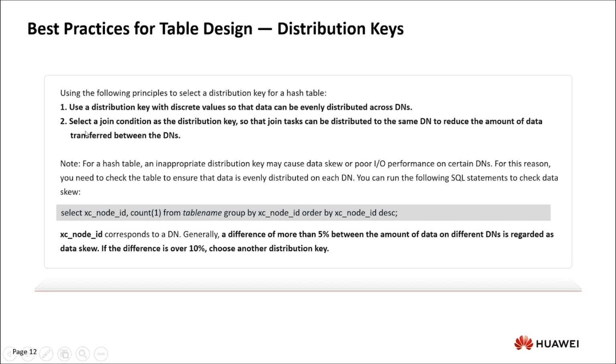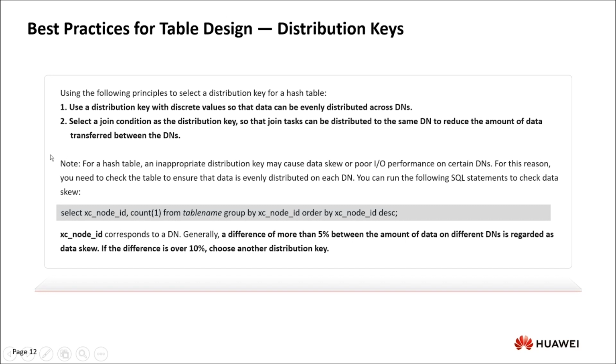And secondly, select a join condition as the distribution key. So in this way, we can directly determine which DN the data is in during the query, improving the query performance.